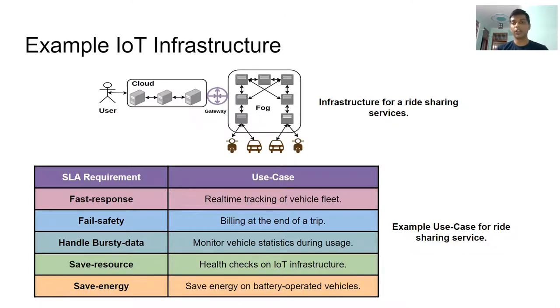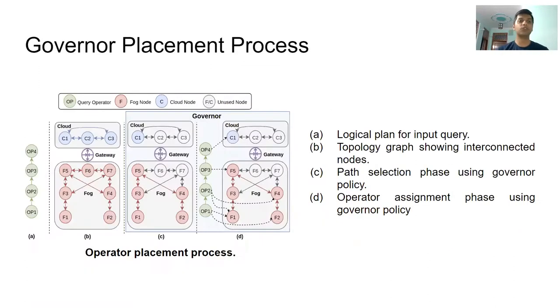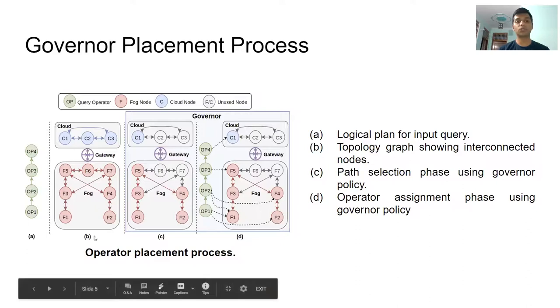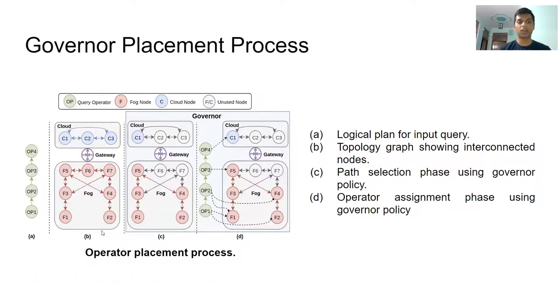Okay, so now I have presented you my example infrastructure and some of the example use cases. So I will move to explain the Governor placement process. The user submits a user query and it is converted into a logical query plan. That's shown in figure A. And then figure B shows the overall network architecture. So all the nodes that are there, how they are connected and so on and so forth. All of this is defined as an interconnected graph.